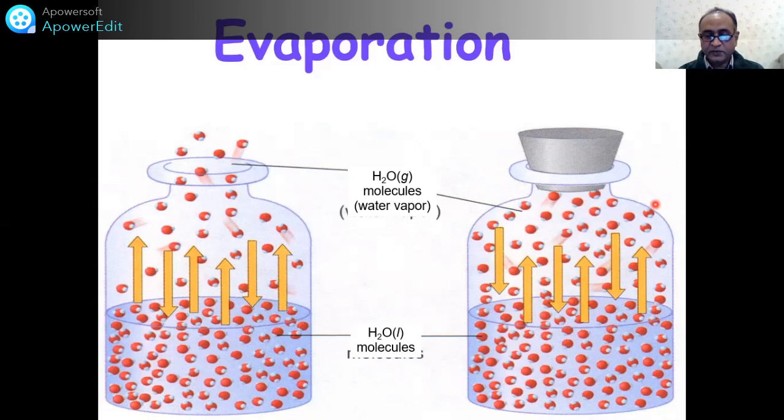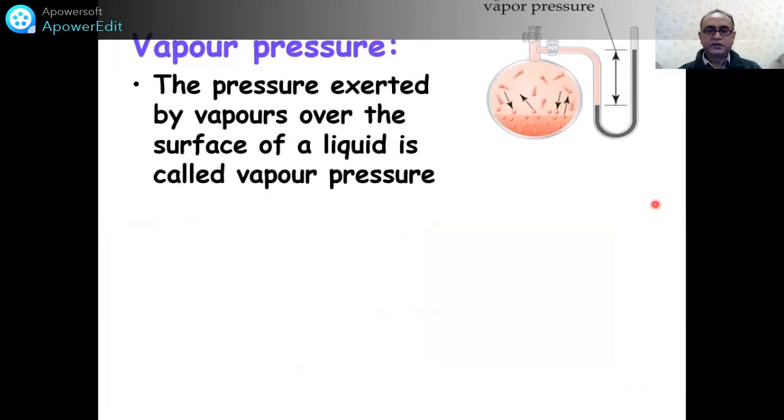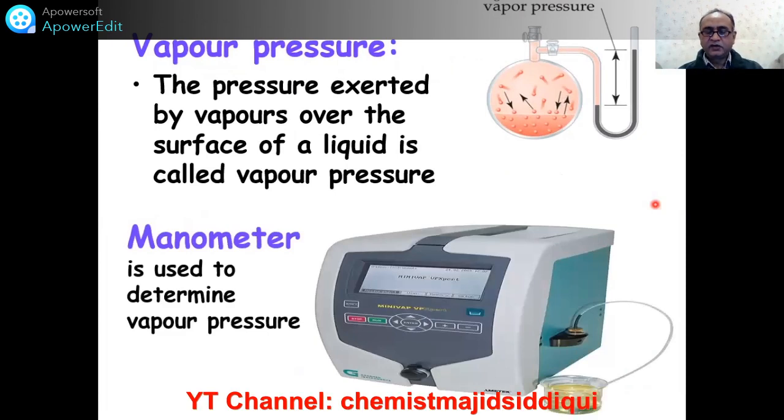So what is the definition of vapor pressure? When the rate of evaporation and the rate of condensation becomes equal, then the pressure of the vapor is called vapor pressure. All right. And how can you measure vapor pressure? By using a manometer. These are small topics, little topics.